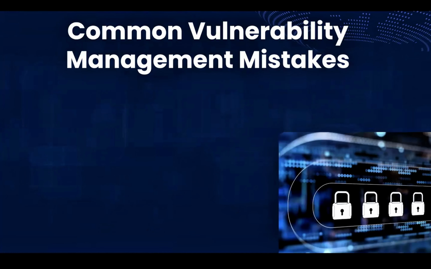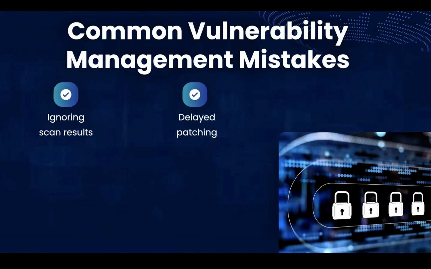What are the common vulnerability management mistakes that cybersecurity professionals or organizations make? The first one is ignoring scan results. When you scan and then you ignore the results, that is a mistake. Another one is delaying patches. Once you notice that a patch is available, try to test, and then if everything is okay, deploy the patches.